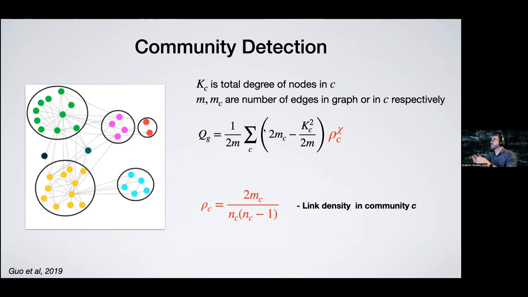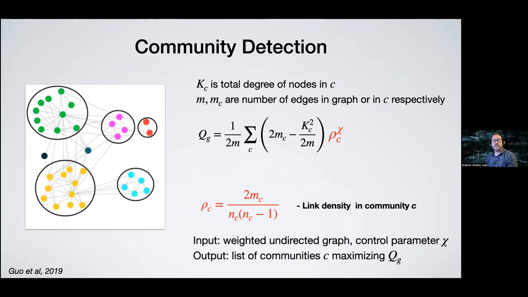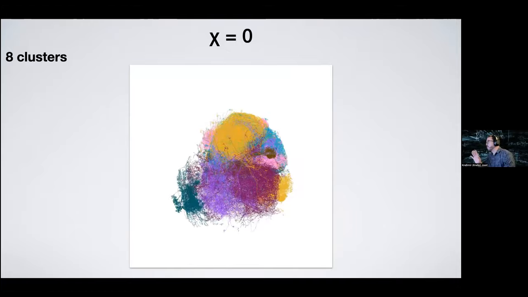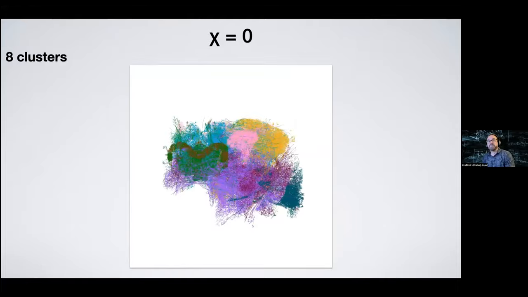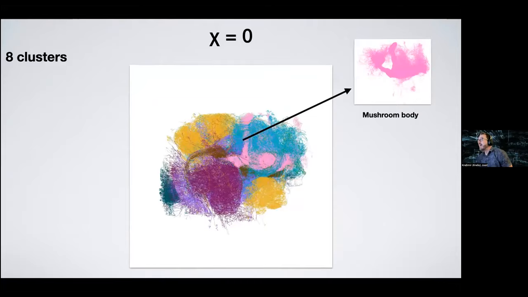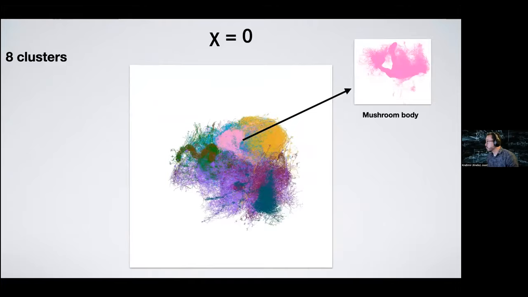If you do this on the fly brain, at chi equal to zero you get eight clusters. The interesting thing is that this is completely unsupervised. We take the fly brain network, you just give it the network and you run the algorithm with chi equal to zero. And what you find is that the eight clusters that you see at this level of resolution correspond very well to anatomically meaningful groups of cells.